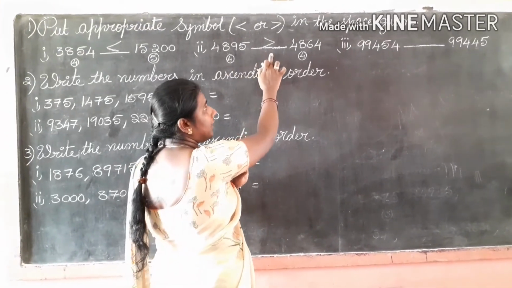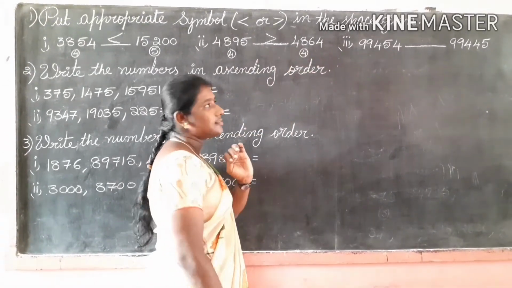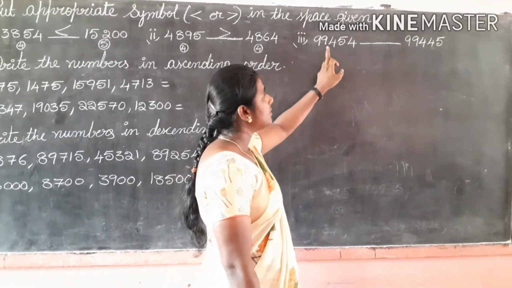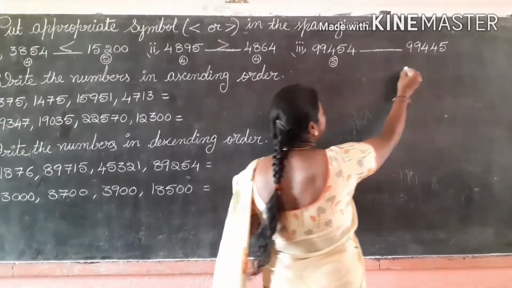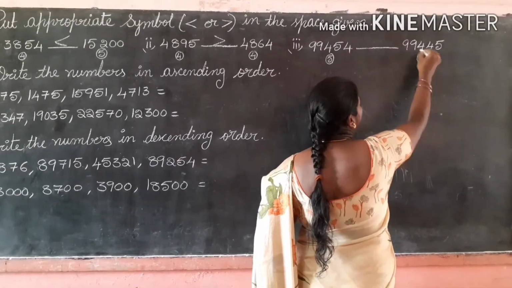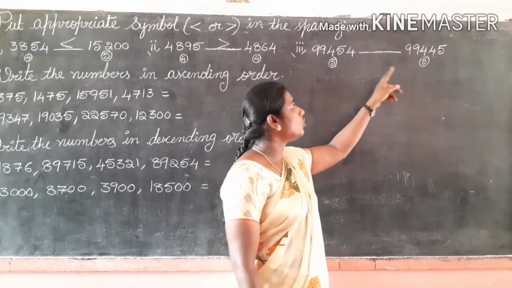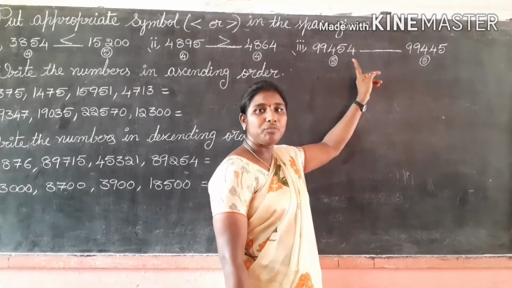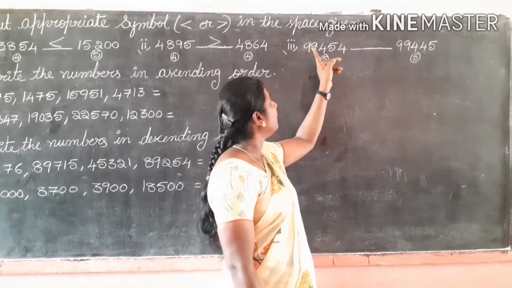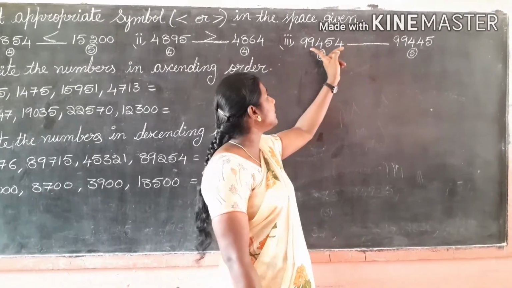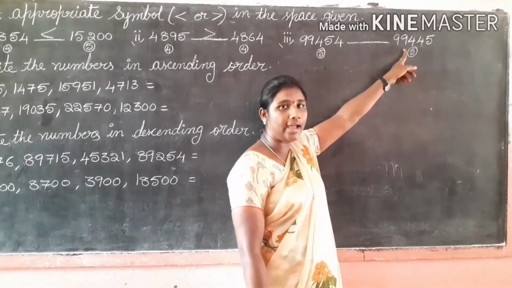4,895 is greater than 4,864. Next one, same. We have to write the digits. Here this number contains 5 digits and this number contains 5 digits. In these two, having the same number of digits, we have to check their leftmost places. Here the first number, we have checked, both contain 9. Next number we have to check, both contain 9 again.